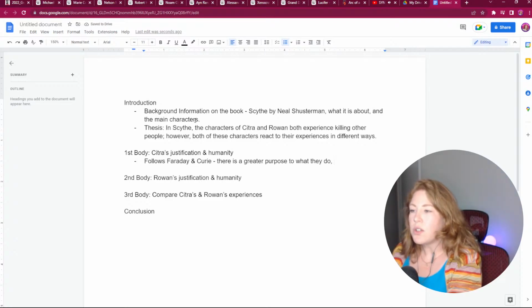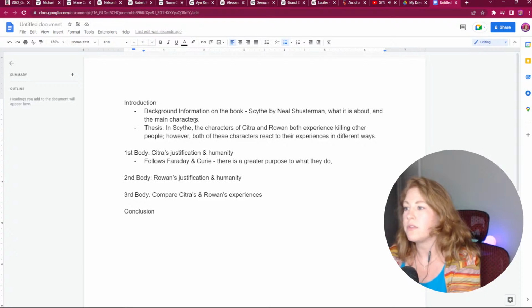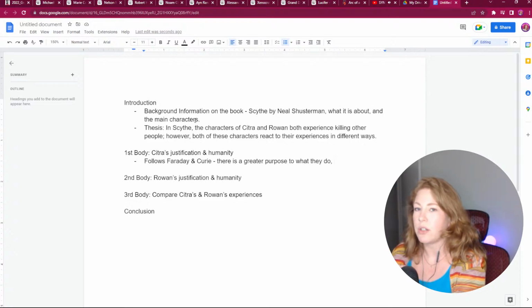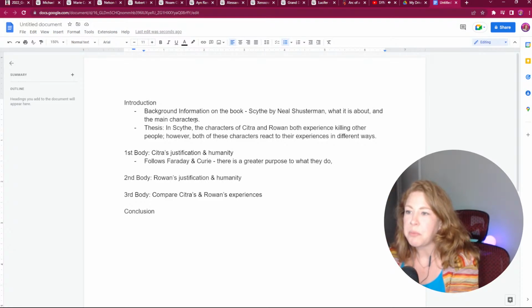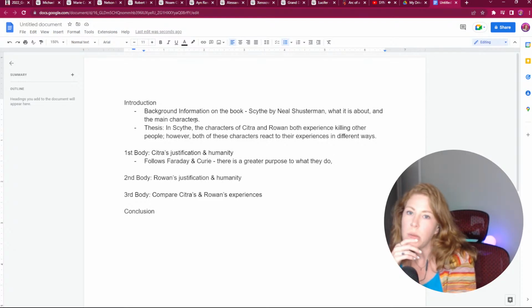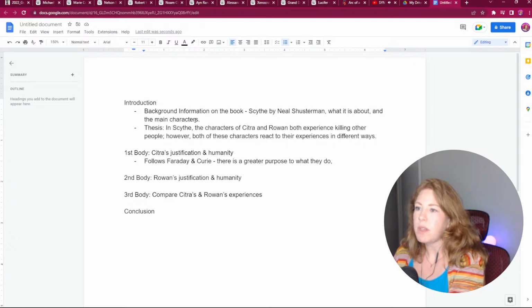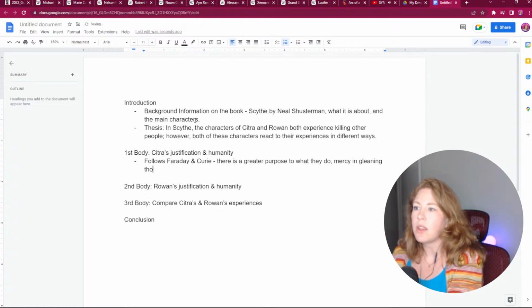And I think that also, Citra does agree with a little bit of Scythe Curie about releasing people almost, right? Because Scythe Curie brings up this whole idea of becoming stagnant and finding people who are stagnant, who just don't want to go on. And maybe there's like a mercy almost in that. Mercy in gleaning those who are stagnant.